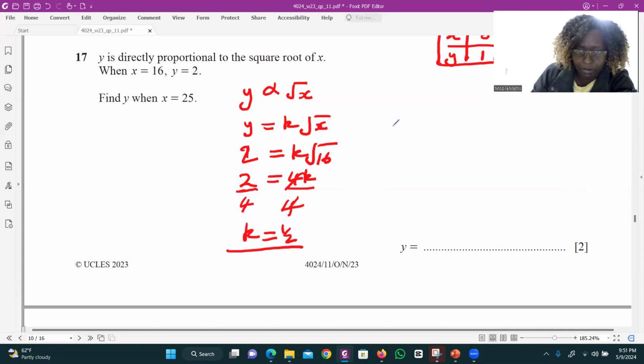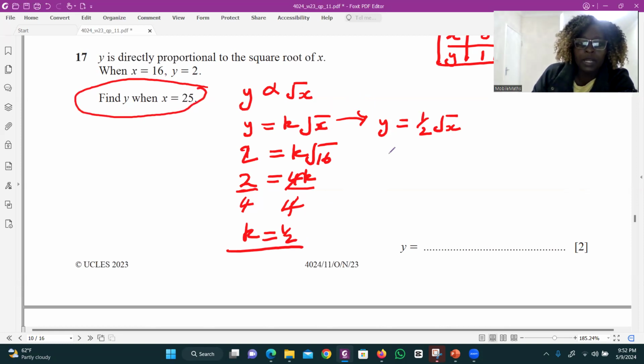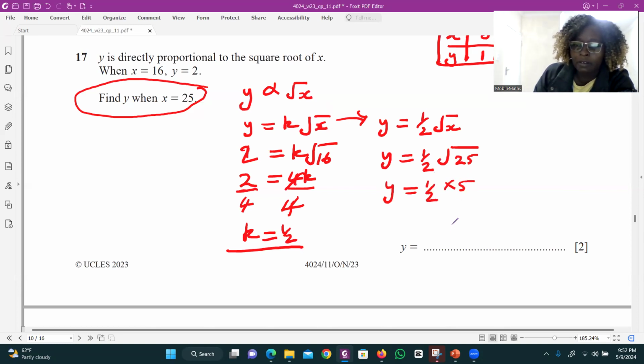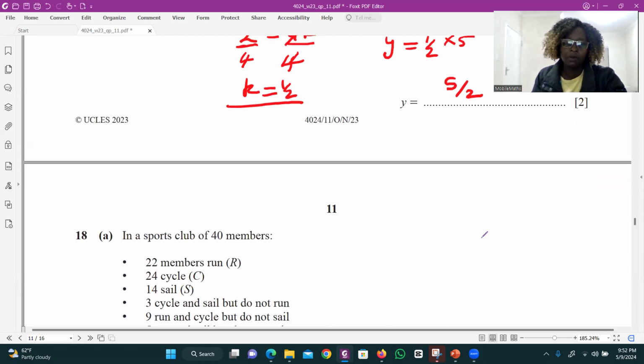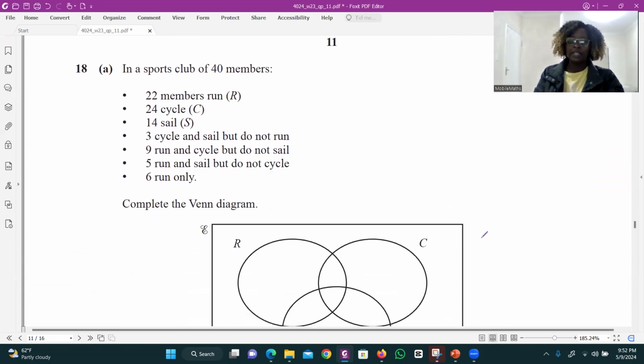So this is the relationship now: y is equal to half square root of x. Then the last part of the question is saying find y when x is 25. So y is equal to half times the square root of 25. Square root of 25 is 5, so y is equal to 1 over 2 times 5. We get 5 over 2. That's our final answer there. Okay, let's move on.